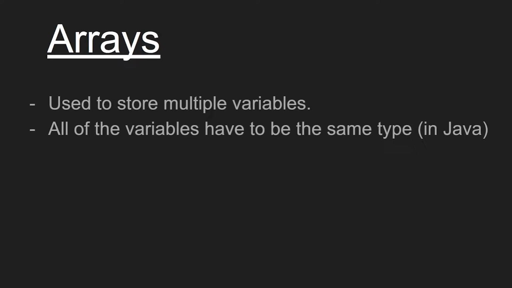In Java, however, when we're creating an array, all of the variables have to be the same type. We cannot have an array that has one string and one integer. So, to clarify, in Java, all the values in an array have to be of the same data type.